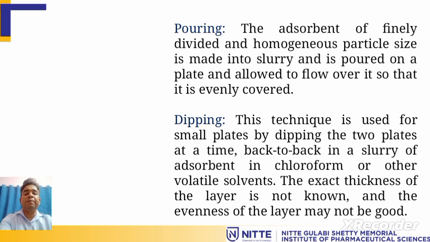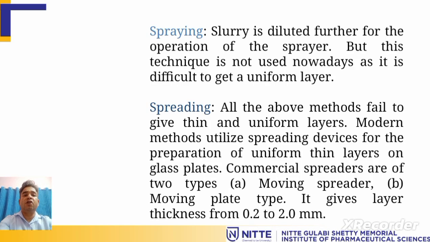So what happens when you are preparing the TLC through pouring and dipping? The biggest possibility is the forming of lumps. When there is a lump formation within the stationary phase, there is no proper separation. The movement or the migration of the mobile phase along with the sample is hindered or affected. So these are not generally accepted methods of preparation of TLC. Apart from this, we have two more methods called spraying and spreading. In spraying, what happens?